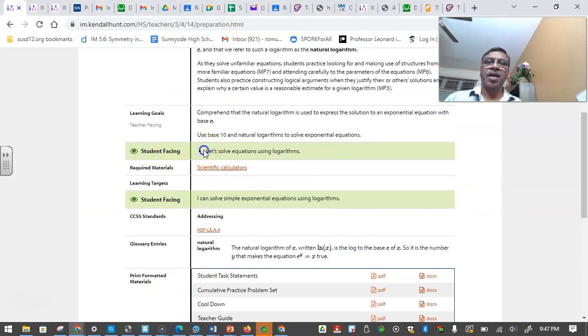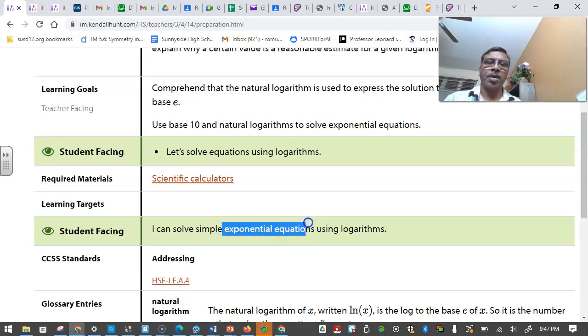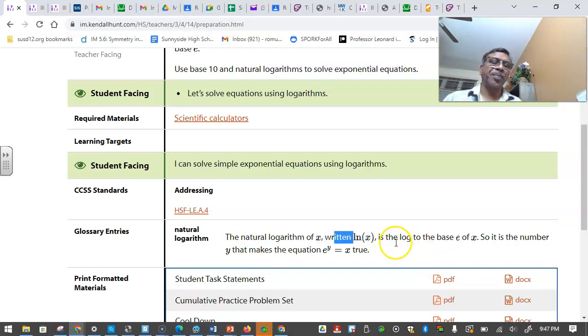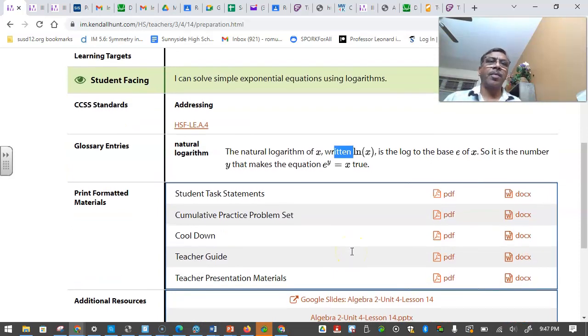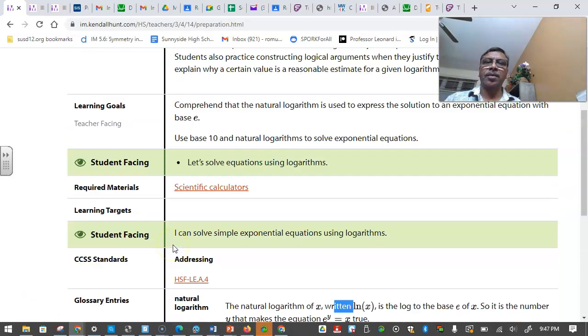So what we are doing today is solving equations with logarithms, and solving simple exponential equations with logarithms. Usually, we are going to use a lot of ln, the natural logarithm of x, which is written as ln of x, and it is read as the log to the base e of x. It is the number y that makes the equation true. We've been learning all this for the last 2 weeks, so let's go quickly.